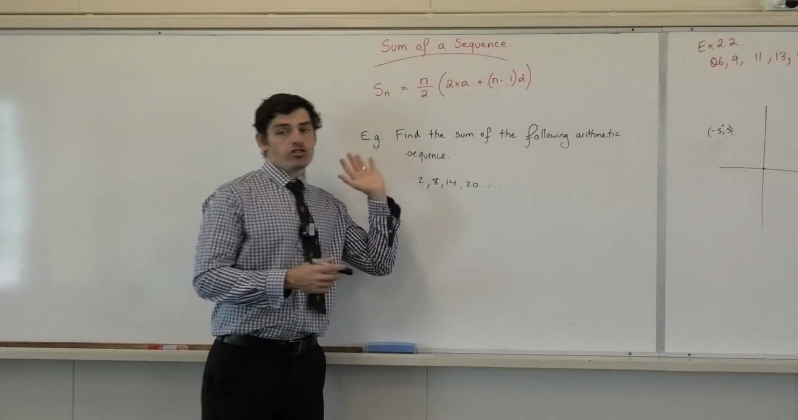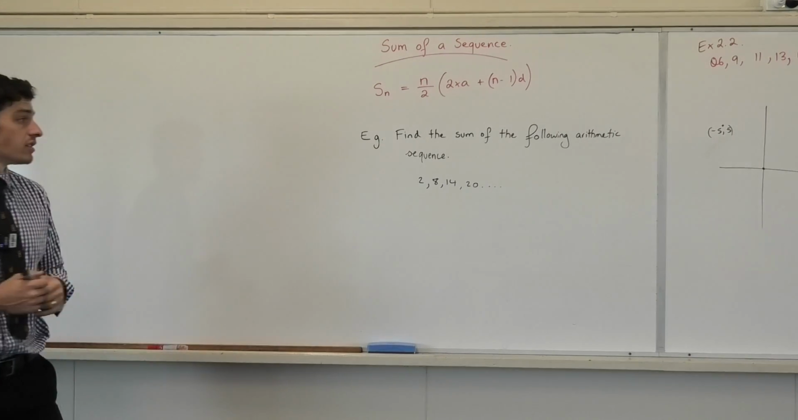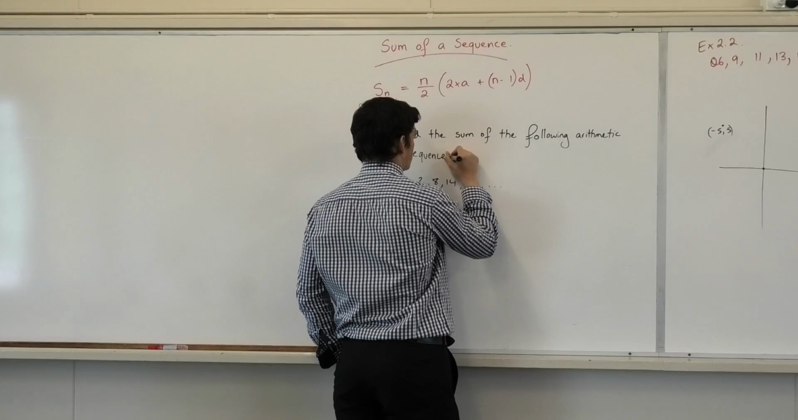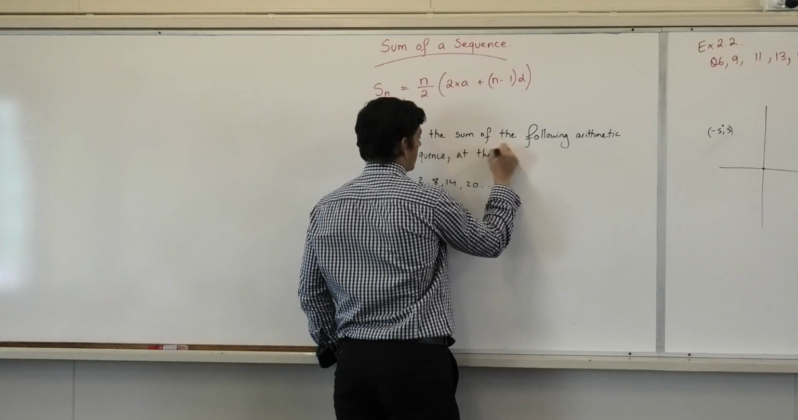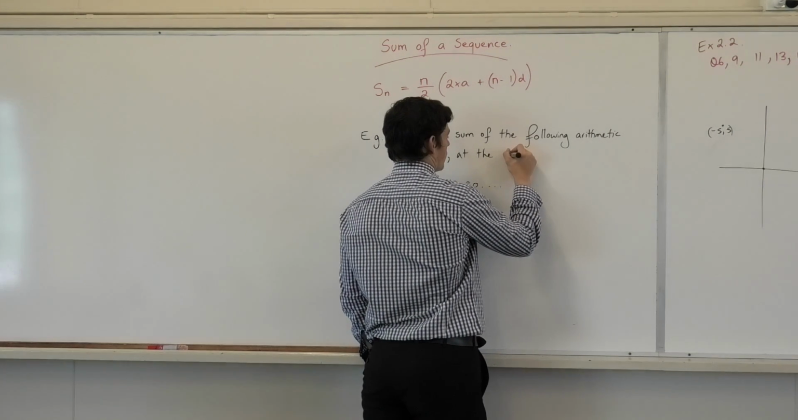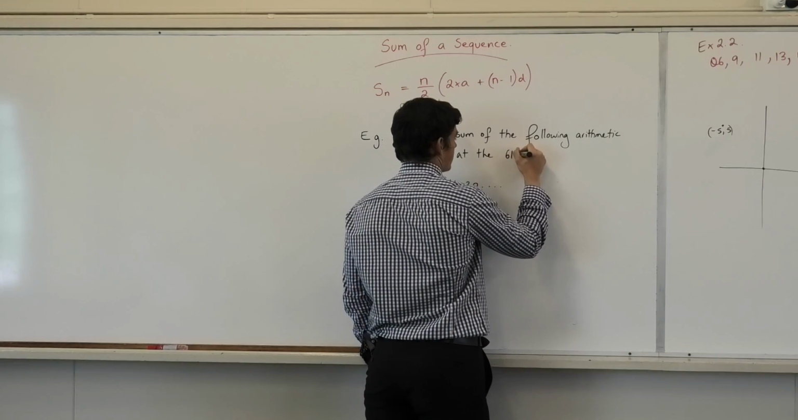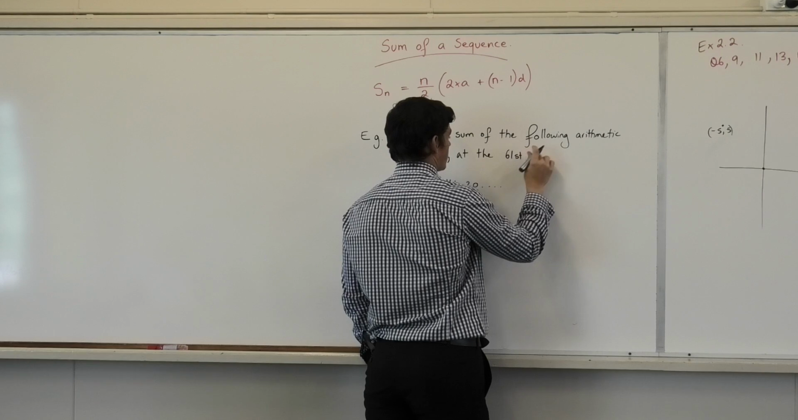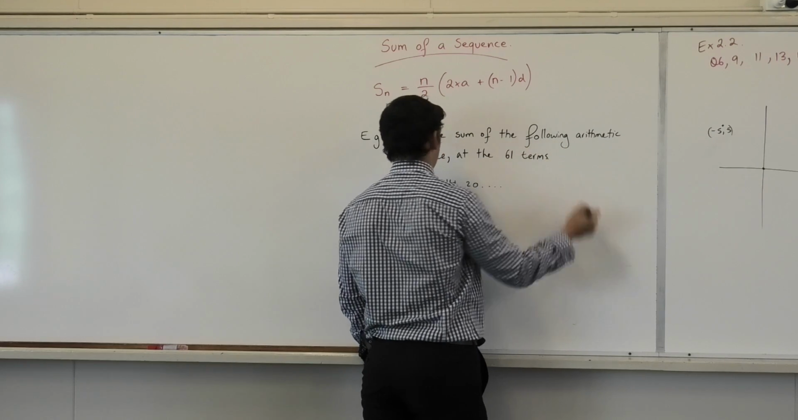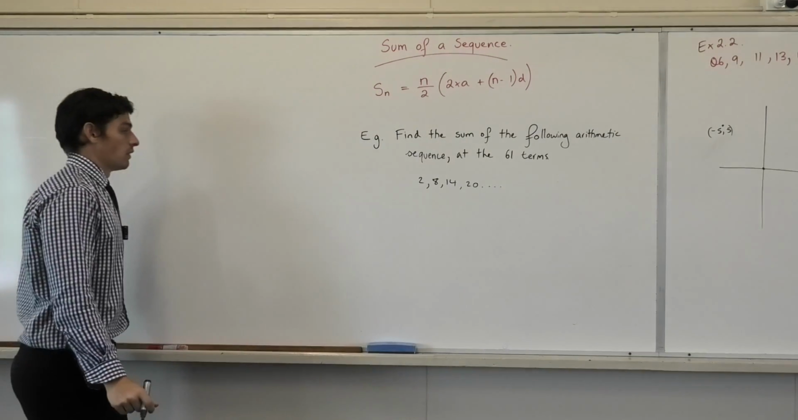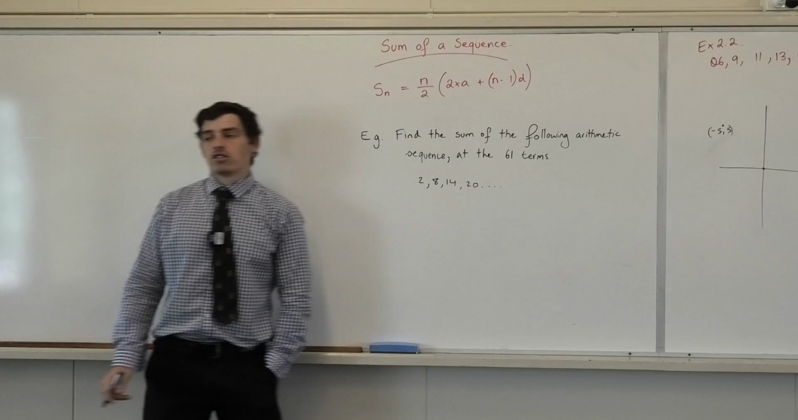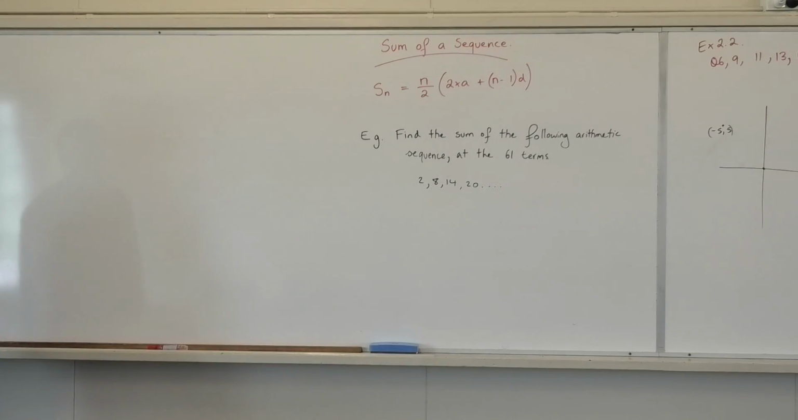So we need to use this formula to find the sum of the following arithmetic sequence at the, give me a number bigger than 10. 61st, sum of the first 61 terms, alright? I've written that question poorly, but what I'm getting you to do is find the sum of the first 61 terms of that sequence, correct?